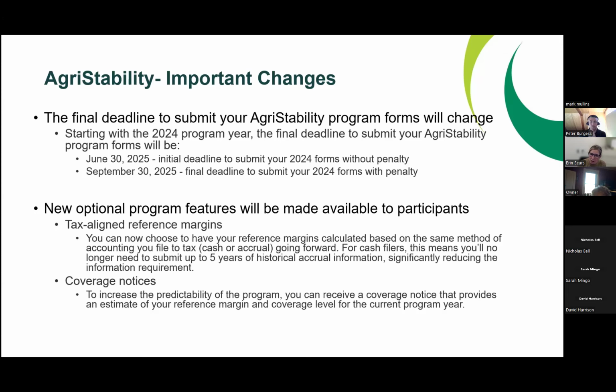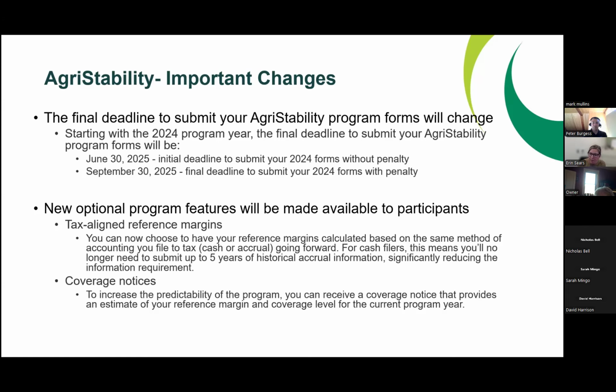Again, that is something you have to apply for. It's not assumed that you want to do that, so there is paperwork you have to fill out to let them know. There is also a coverage notice. To increase the predictability of the program, you can receive a coverage notice that provides an estimate of your reference margin and coverage level for the current program year.